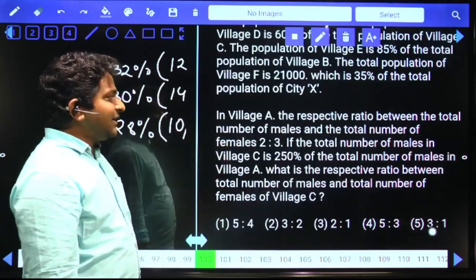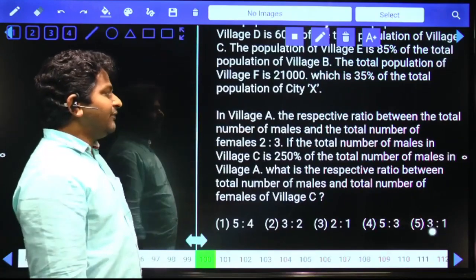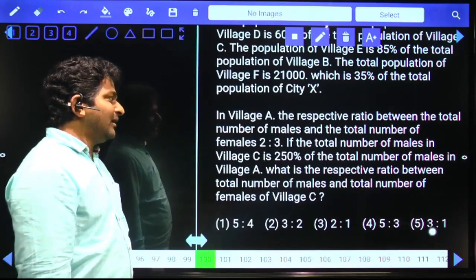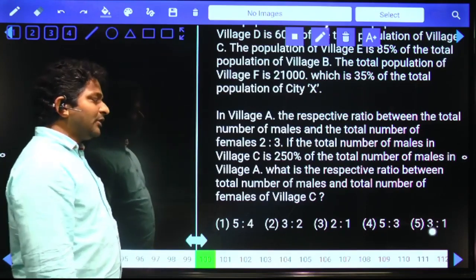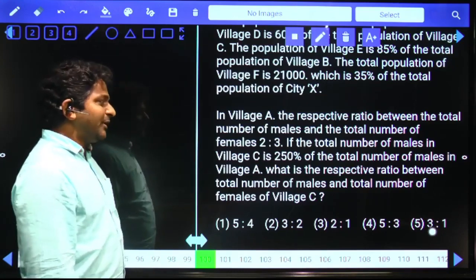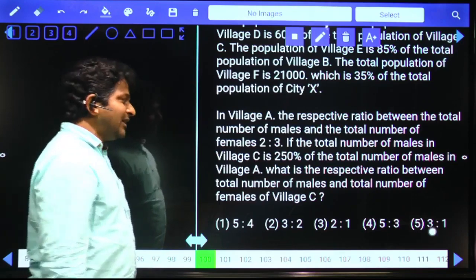In village A, the respective ratio between total number of male and female is 2:3. If the total number of male in village C is 250% of total number of male in village A, what is the respective ratio between total number of male and female in village C.